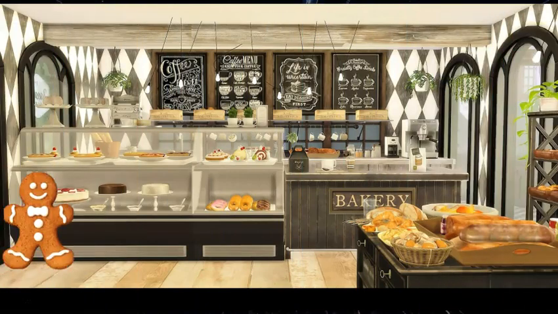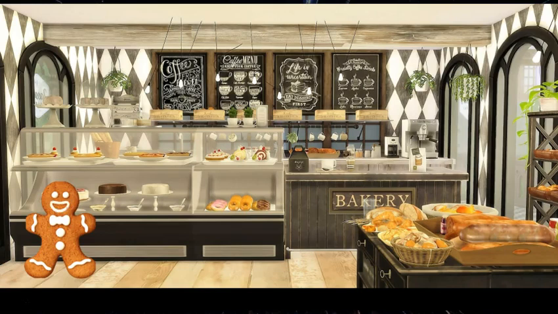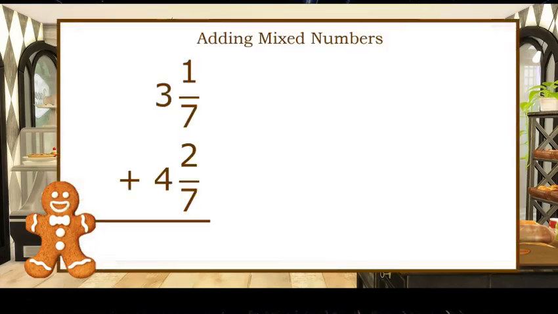bakery? The most important rule for adding and subtracting fractions is to have common denominators. Let's check out adding. If we have the problem 3 1/7 plus 4 2/7, we notice we have common denominators, so we can combine our fractions. 1/7 plus 2/7 is 3/7. And now we can combine our whole numbers. 3 plus 4 is 7, so our answer is 7 3/7.